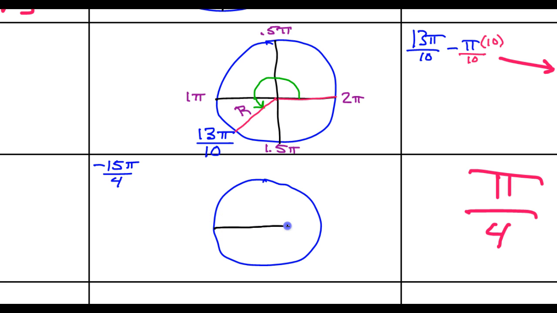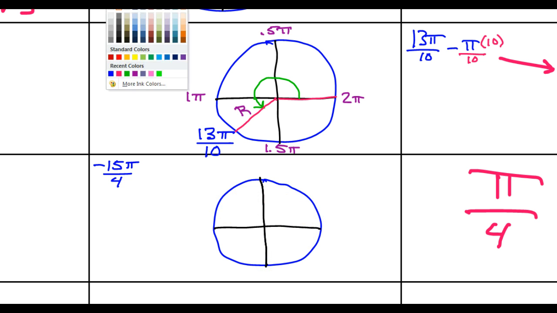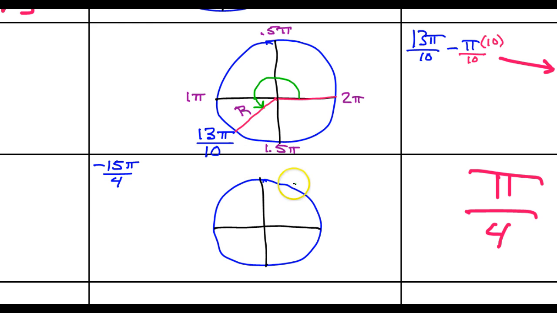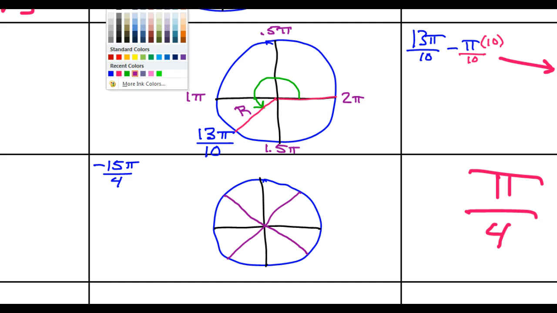Alright, here's pi at the top, and I'll split it up, and that makes pi over 2. Okay, if I split it up further, then I'll have pi over 4. So each one of these portions is now pi over 4. Now I need to go negative 15 pi over 4 to graph this.